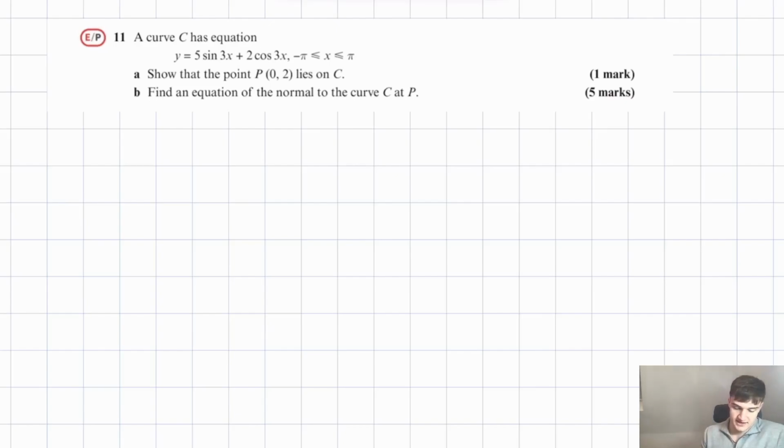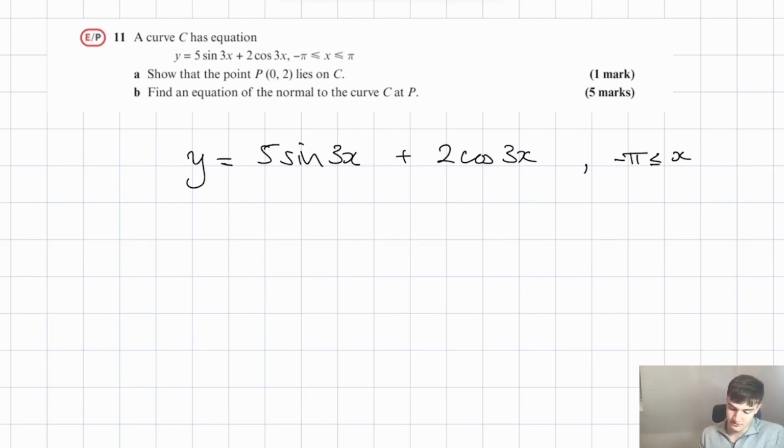A curve C has equation y is equal to 5 sine of 3x plus 2 cos of 3x for x between minus pi and pi. What we want to do is show that the point P, (0, 2), lies on C. That should be pretty straightforward. All we need to do is substitute x being 0 into here and make sure that the y value is 2. So let's do that.